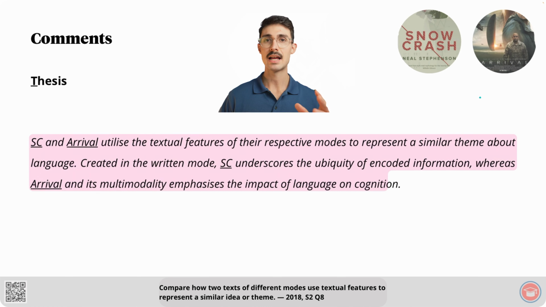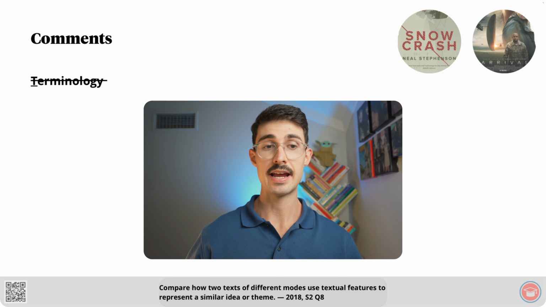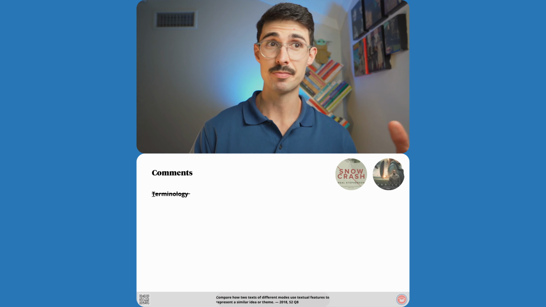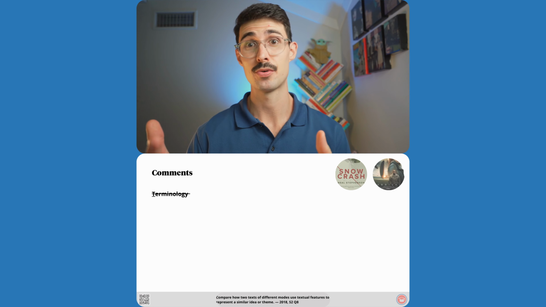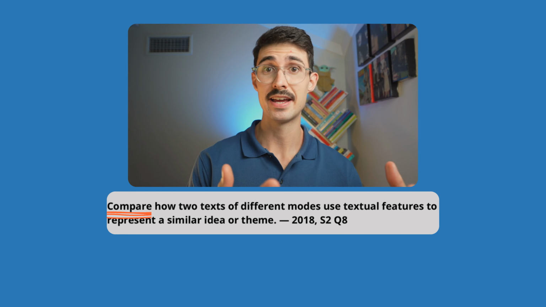Starting with the thesis. As we can see, the thesis element in my conclusion is lengthier than the equivalent element in the introduction. The thesis element in the conclusion is lengthier because it states what the similar overarching theme is, and then it states what individual theme each text represents. Now the terminology section. Nope. Don't write a terminology section in the conclusion if you didn't write one in the intro. A terminology section wasn't necessary in the intro because there weren't any ambiguous terms in the question. This question's difficulty lies in its requirement for us to compare two texts.